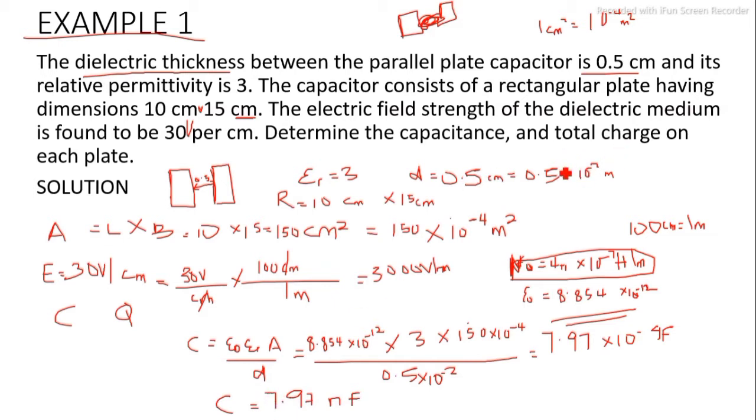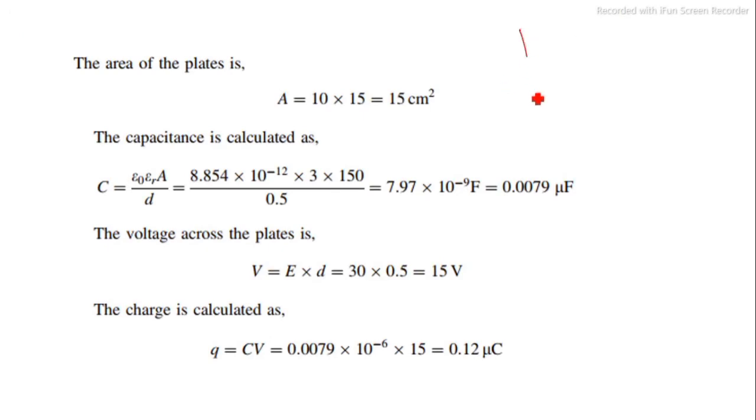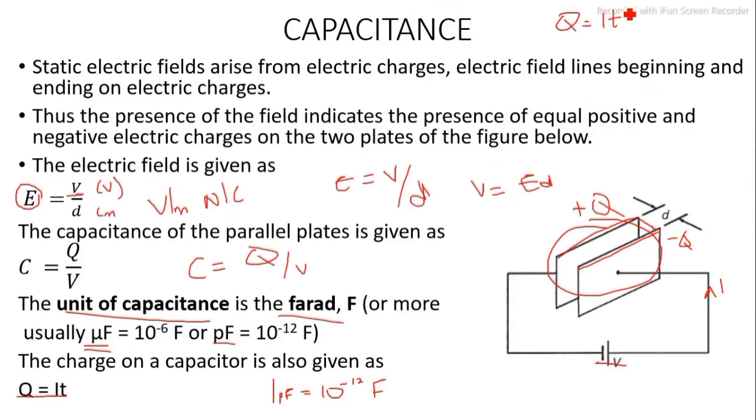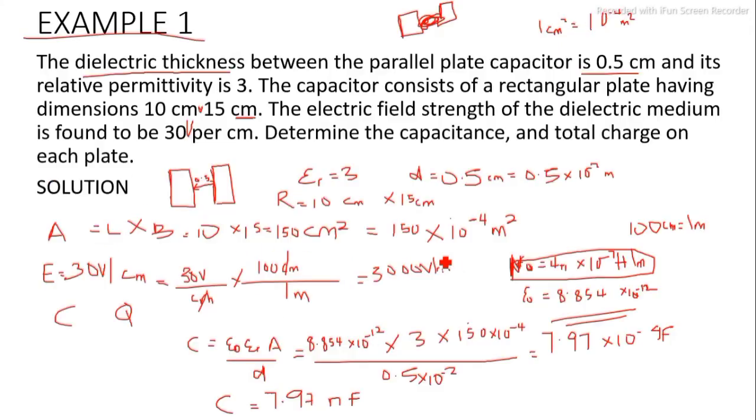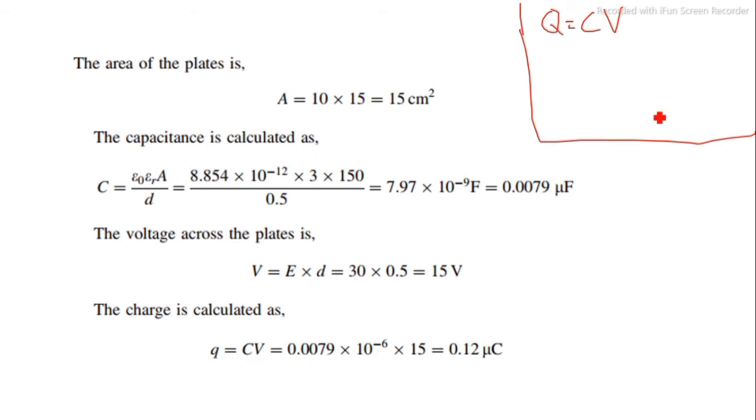Now you have to calculate the total charge. For you to calculate the total charge of the capacitor, we know that Q is equal to CV. The charge of our capacitor is the capacitance times the voltage. We already got the capacitance to be 7.97 times 10 to the power minus 9 farad.